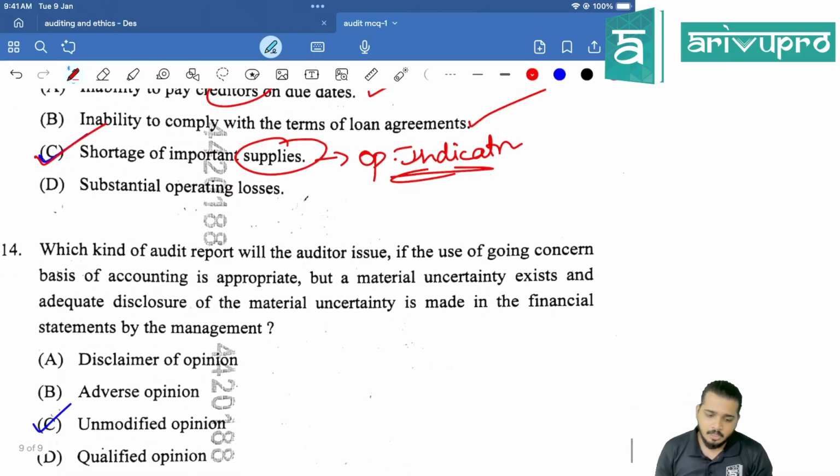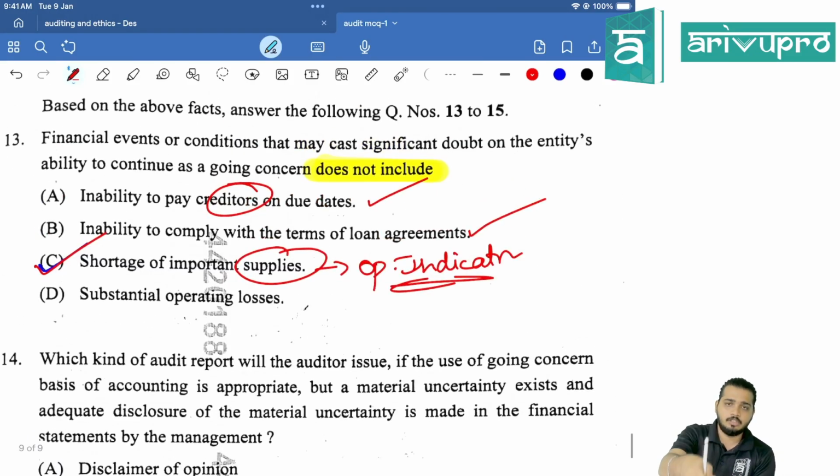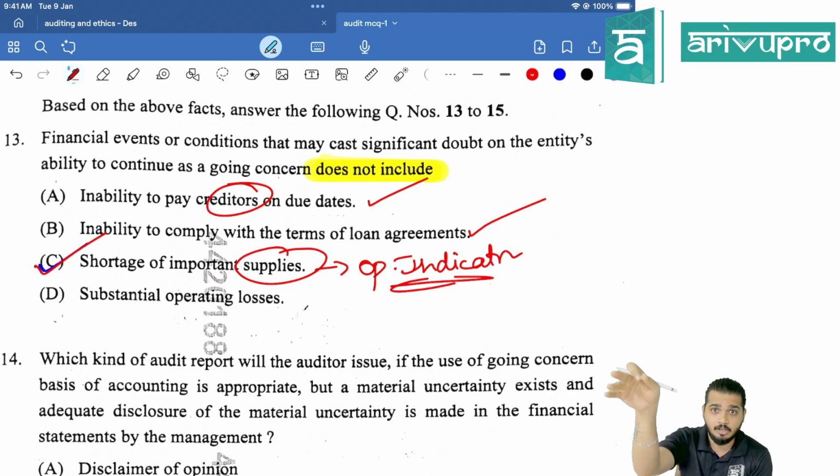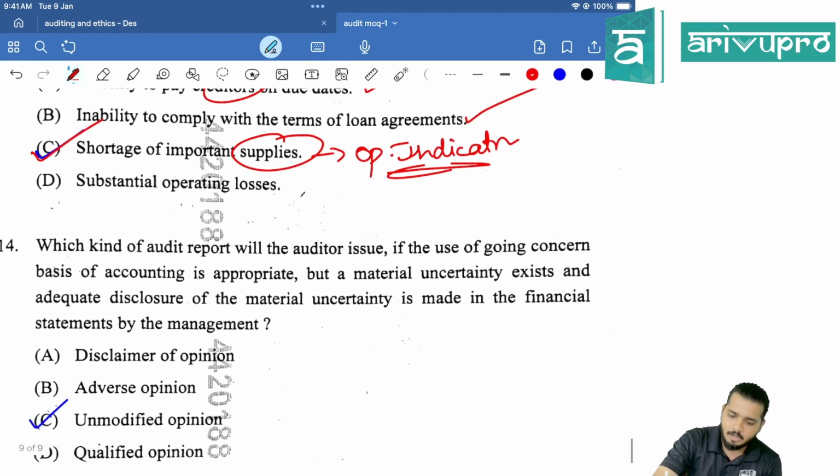Not a financial indicator. See, sir, this is like a treat. Next, the 13th question in my material, in the second column. Check. Which kind of audit report will the auditor issue if the use of the going concern basis of accounting is appropriate, but a material uncertainty exists and adequate disclosure is made?